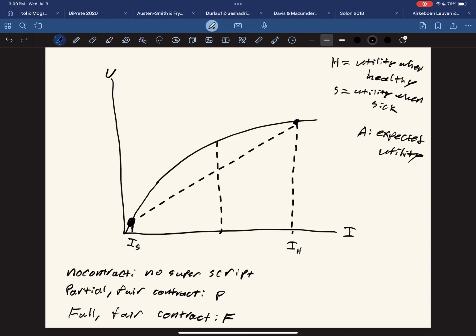Here we have S, here we have H. This is the uninsured case, so there are no superscripts. And right here is my expected utility, A, when there is no contract. So let's say I have a partial contract, a partial fair contract. It's going to look something like this. Let me lower that one down a little bit so the graph's a little clearer. Perfect. Let's say this is a partial but fair contract.